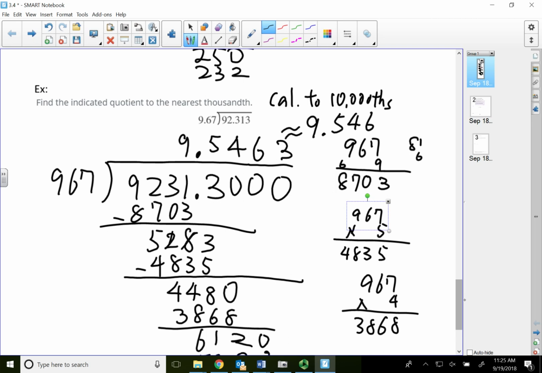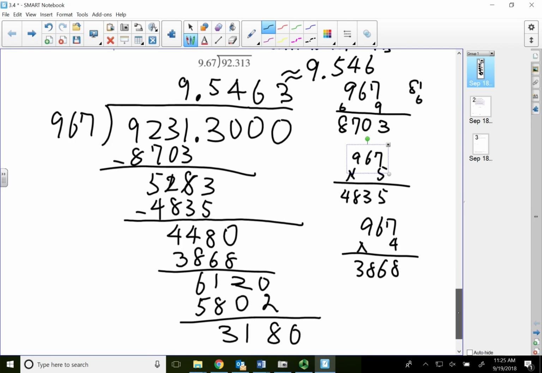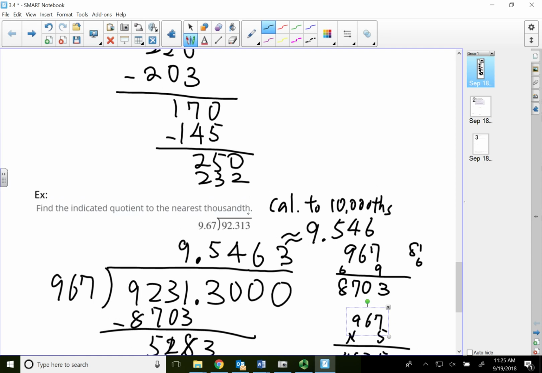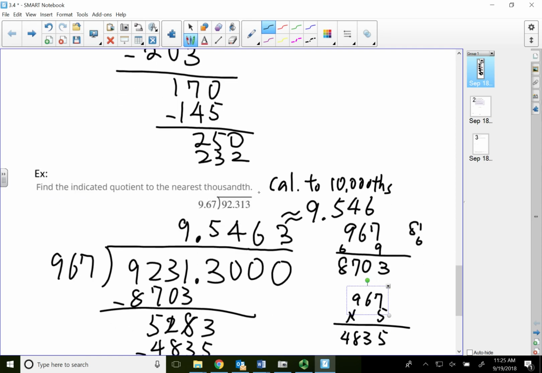All right. So a little bit of work when it comes to division of decimals, especially when I need to round to a certain value. So if I need to round, then I always have to compute the following digit so I know whether my desired place needs to go up or stay the same.